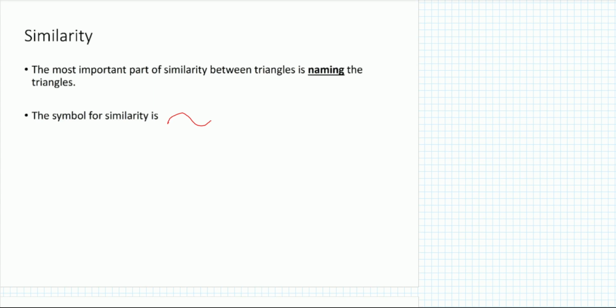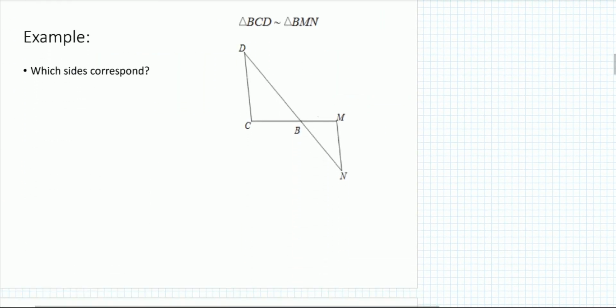For this one here, I really didn't touch a lot on it in the other video, but the name is going to be so important. Depending on how the name is written, you decide which sides are matching or corresponding to each other. So for instance, right here, there goes the name. That notation is going to be the most important thing. So which sides correspond to each other?